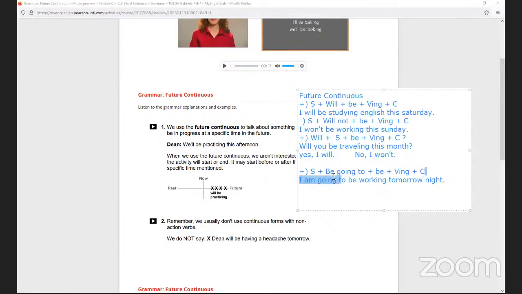Okay. So the same as the other for negative. The only thing that we are going to do is to put not. And where we're going to put not? I am not going to be working tomorrow. Yes, after the first be, after first be. So here, for example, she's not going to be, I'm not sure, some verb.